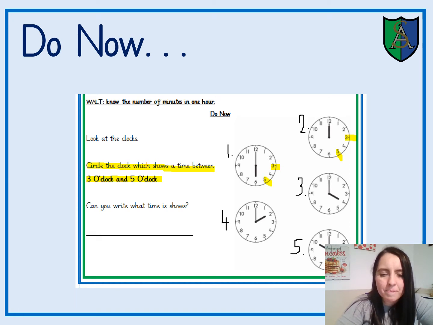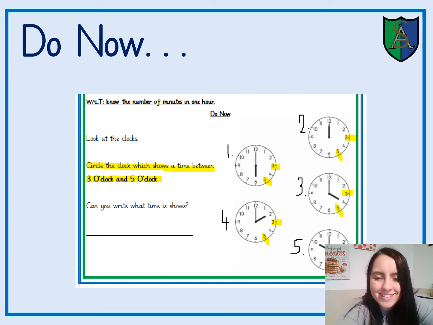Let's have a look at this one. 3 and 5. Is the hour hand pointing in between any of those numbers? No, it's not, is it? And we know that that one's not pointing between. Number 5 is not pointing in between because it's all the way up there. Now let's have a look at number 3. We've got number 3 there and number 5, so 3 o'clock and 5 o'clock.